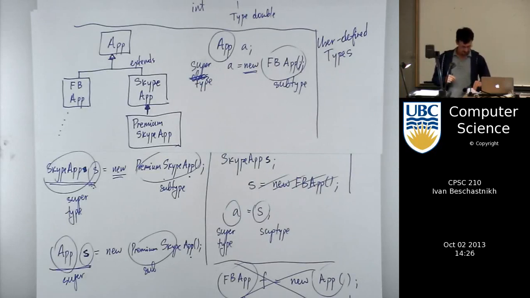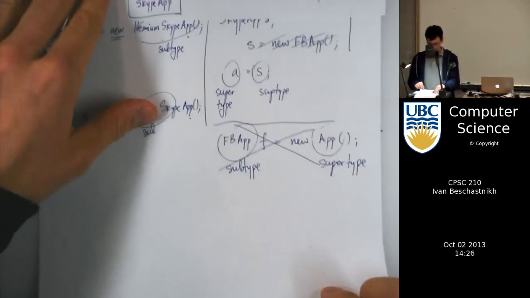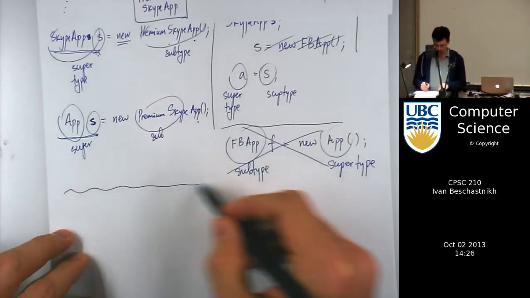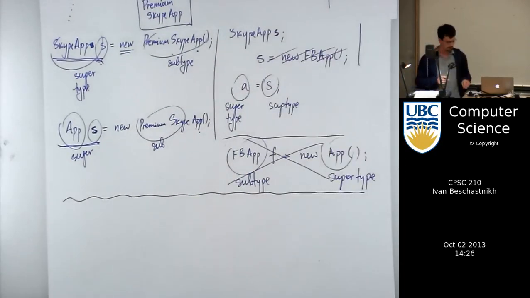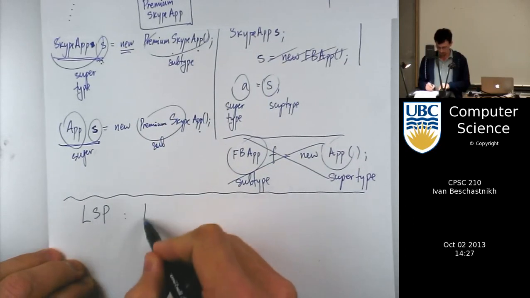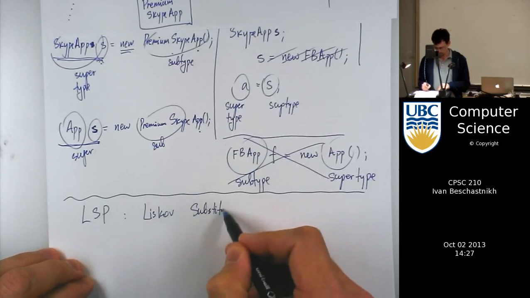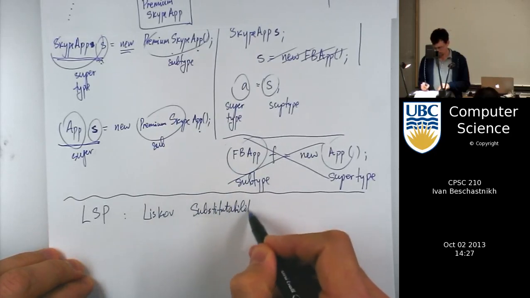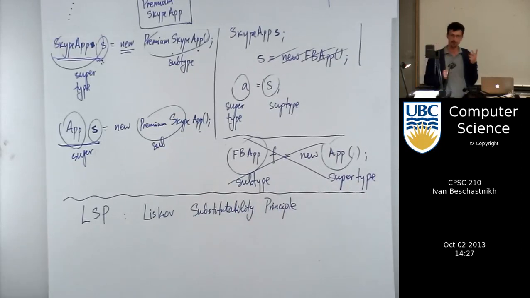All right. So this is mostly a review right now. Let's get more interesting. Now let's get to actual substitutability. And the key to substitutability is this principle, the LSD principle, which is the Liskov substitutability principle. And it has two parts.